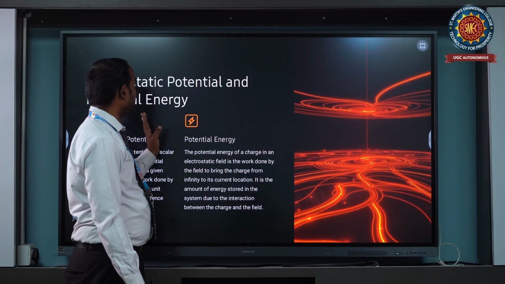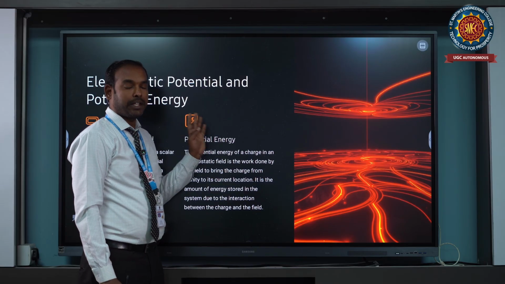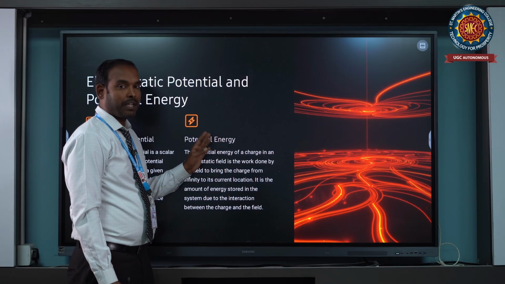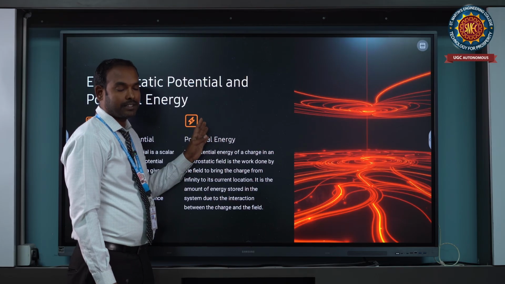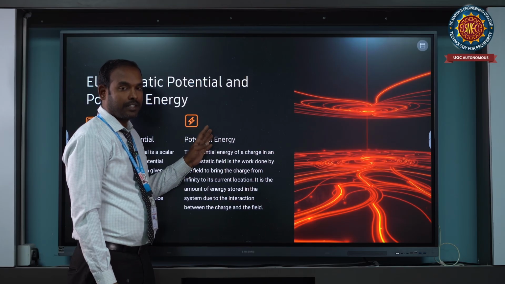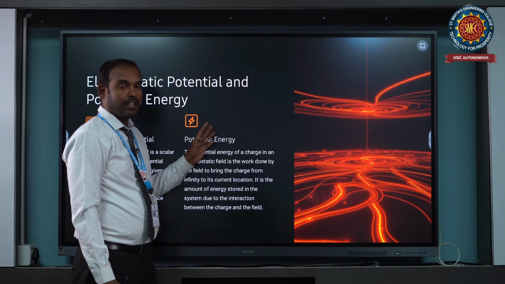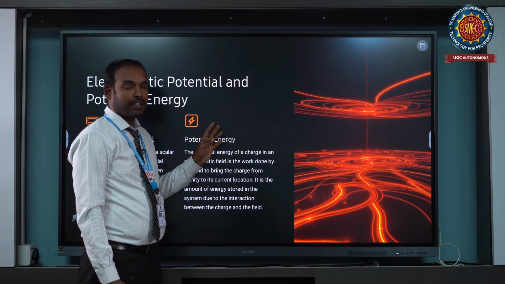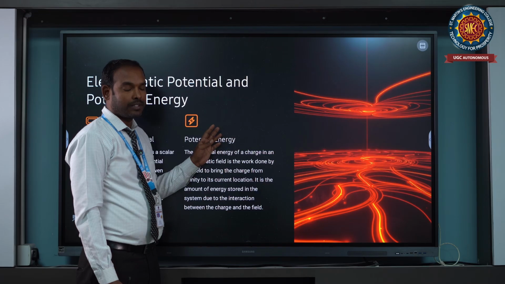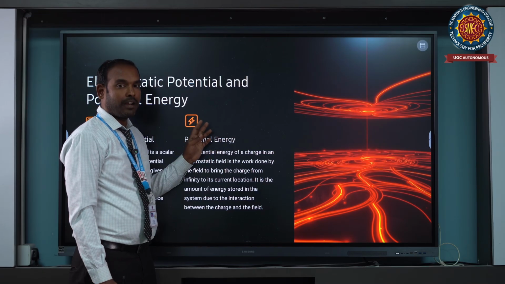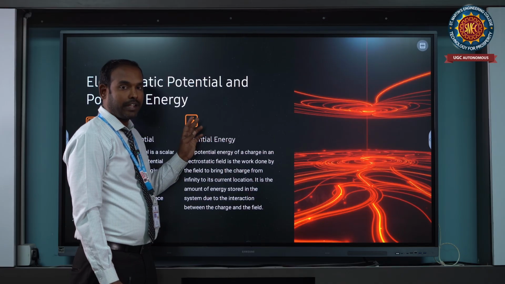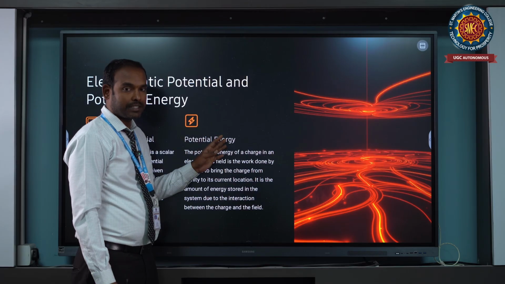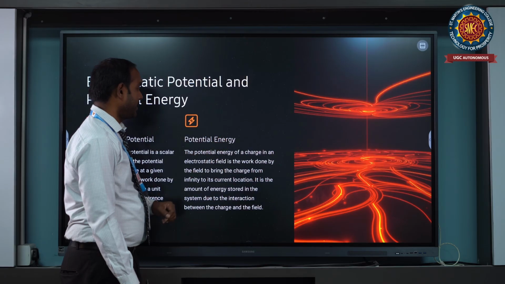What is electric potential? Electric potential at any point is the difference between the electric potential at that point and a reference point. Or another way we define it, by assuming the potential at the reference point at infinity as 0, the potential at any point R is defined as the amount of work done by the external agent to bring the charge from infinity to that point. We call it potential.